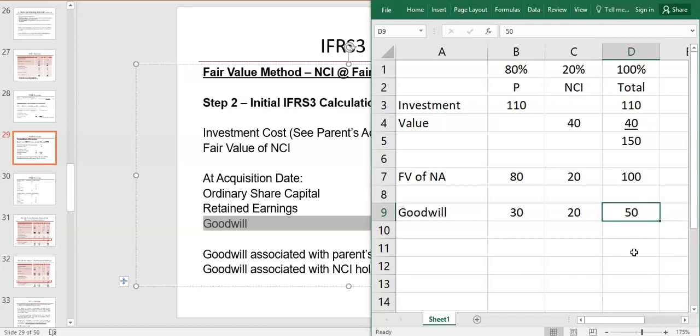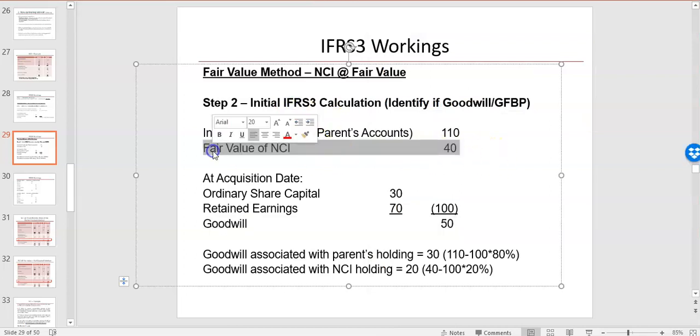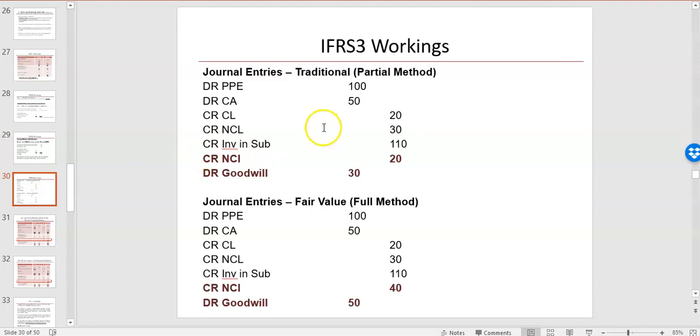So you'll choose this for each different acquisition, which method you want to undertake. That's an important one, that you understand the basics there of the difference between the two methods and watching the question for which one they're telling you. The general assumption is method 1, the traditional method, unless you're told what the fair value of the NCI is. Then you will include that in the overall answer. And there's your debits and credits for each one.